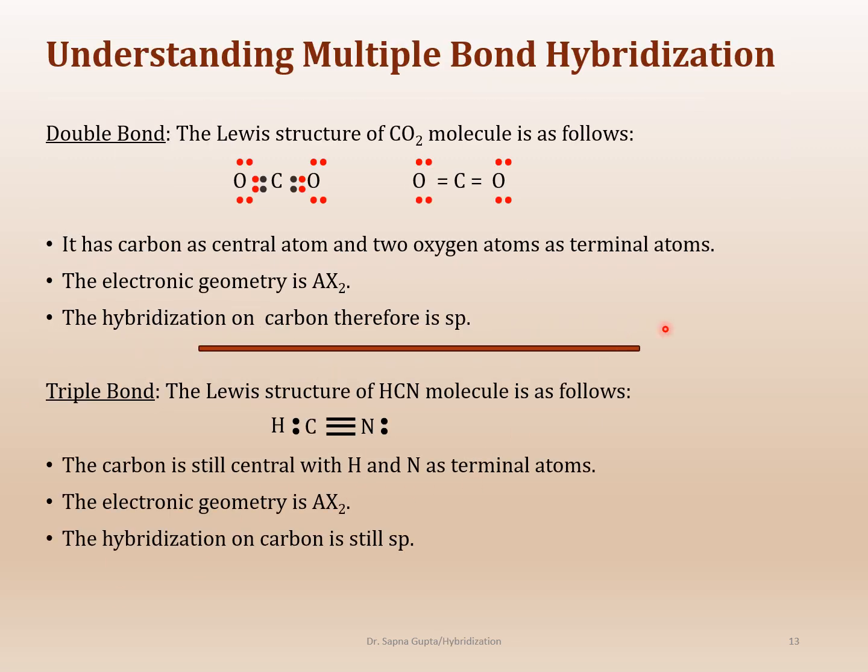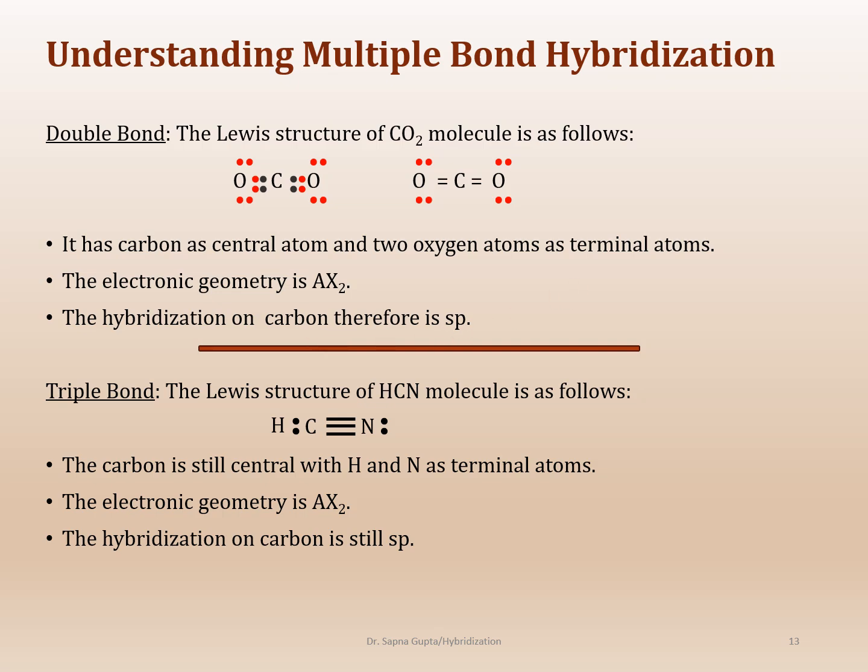All right, so now let's talk a little bit about double bonds and triple bonds, because hybridization should be able to explain multiple bonds as well, because we have double bonds and triple bonds in organic chemistry. So first of all, let's keep it simple. Let's take this molecule, which is carbon dioxide. Carbon dioxide has double bonds. The AX formula is AX2 for carbon, not for oxygen. If it is AX2, then the carbon must be sp hybridized.